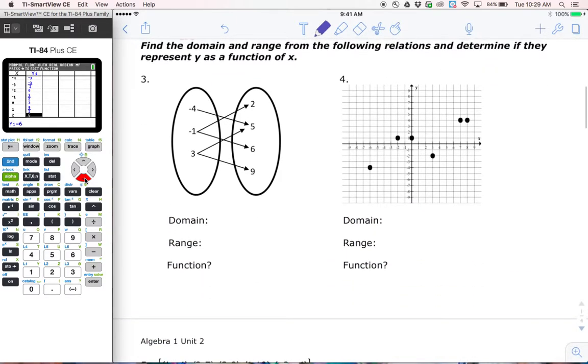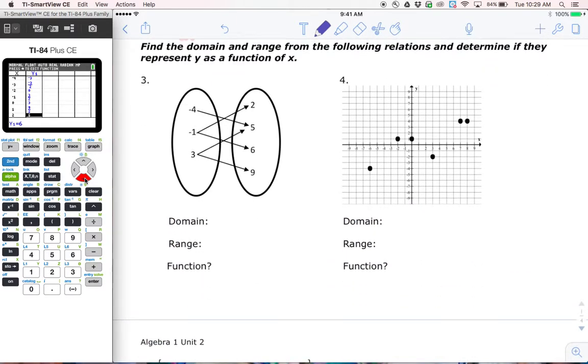Find the domain and range of the following relations and determine if they represent y as a function of x. Now this is a phrase that we haven't really talked about, but all it means is they're asking you, is it a function? Be prepared on your exams, on your tests. This is the way they ask these questions. They don't say, is it a function? They say, determine if they represent y as a function of x. So let's look at number 3.